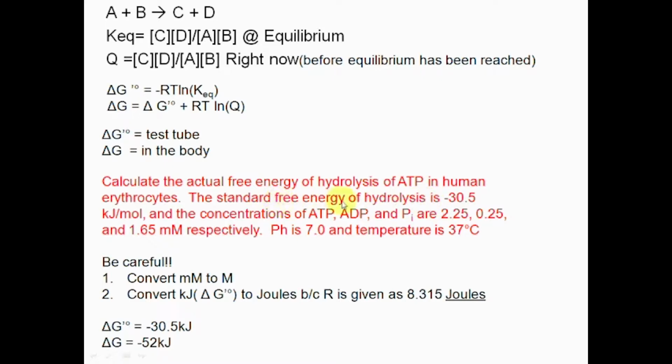Note the difference between the numbers of the delta G's. For the standard free energy of hydrolysis of ATP, you get negative 30.5 free energy. But in the body, when you do this problem, you get negative 52 kilojoules. So there is a difference between the two. This is what you get in the test tube, and this is what you get in the body.